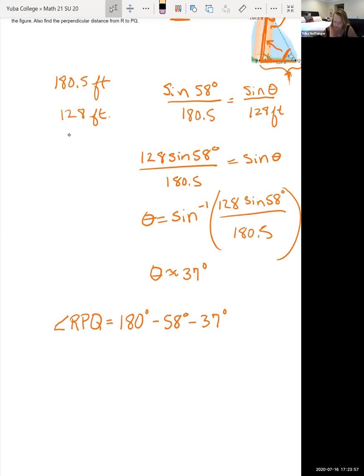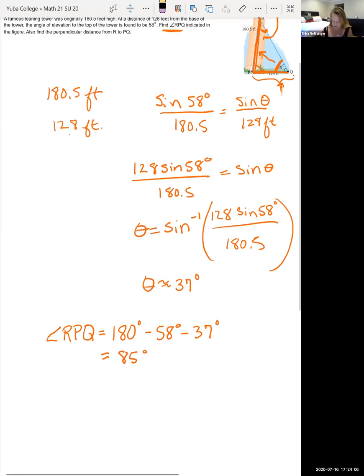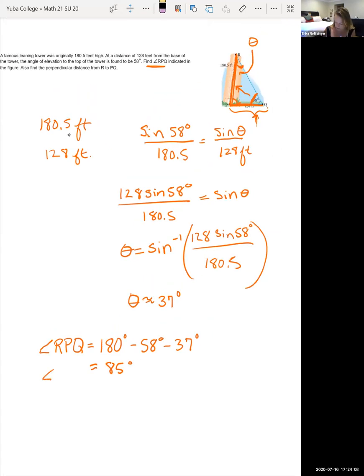Which is about 85 degrees. Okay. Now we have one other part of the question. It also wants us to find the perpendicular distance from R to PQ. So it wants us to find, oops, that's a good angle.